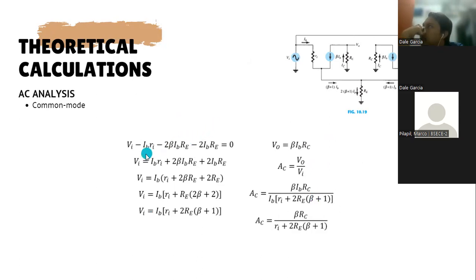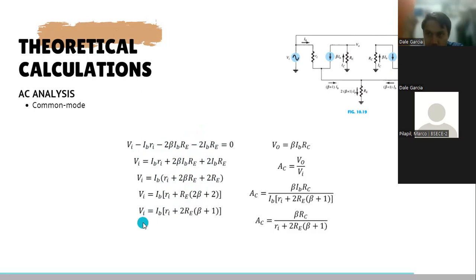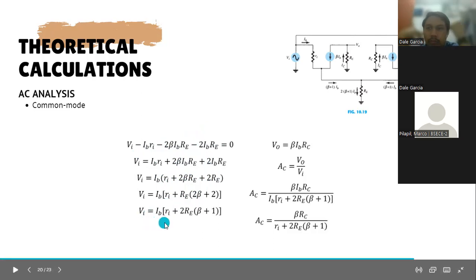We start with the KVL equation of VI minus IB RI minus 2 beta IB RE minus 2 IB RE is equal to 0. Simplify that, isolate the VI and bring out the IB since all of those terms have an IB, where you have RI plus 2 beta RE plus 2 RE. Then from those, you bring out the RE, you have 2 beta plus 2, until finally you have the equation of VI is equal to IB, brackets, RI plus 2 RE, parentheses, beta plus 1.